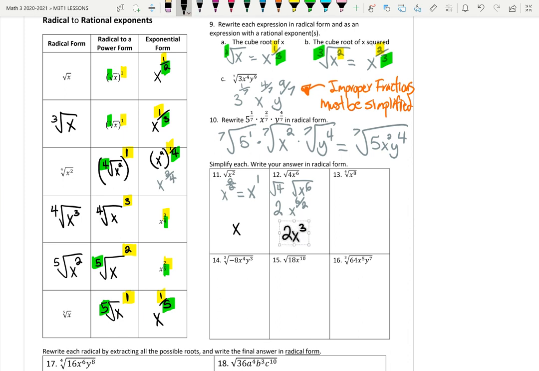Let's do another one. I rewrite it as a rational expression: x to the 8th power over 4. Well, 8 divided by 4 is just going to be 2.